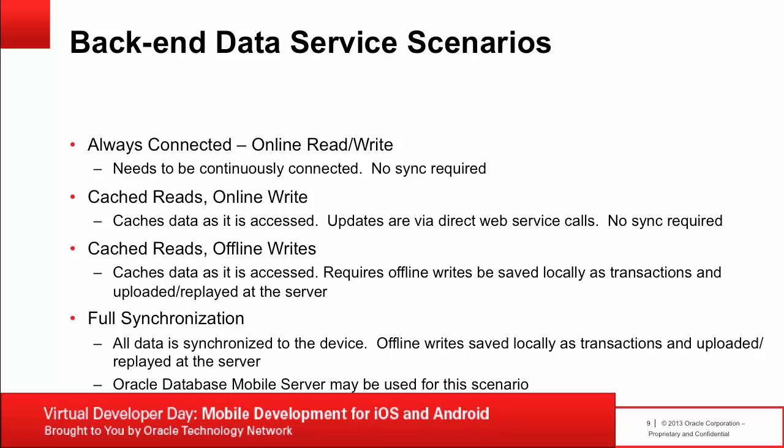The third type is read data are cached and offline writes are saved to a local database and synchronized later. So just like the previous scenario, the reads are cached and then when it's offline, the data can be accessed. However, this adds the notion of being able to update these records while offline, and also writes are cached locally as transactions to be replayed later. The update is stored on the device, and then at a later time when there's connectivity, the change is propagated up to the server and then replayed.